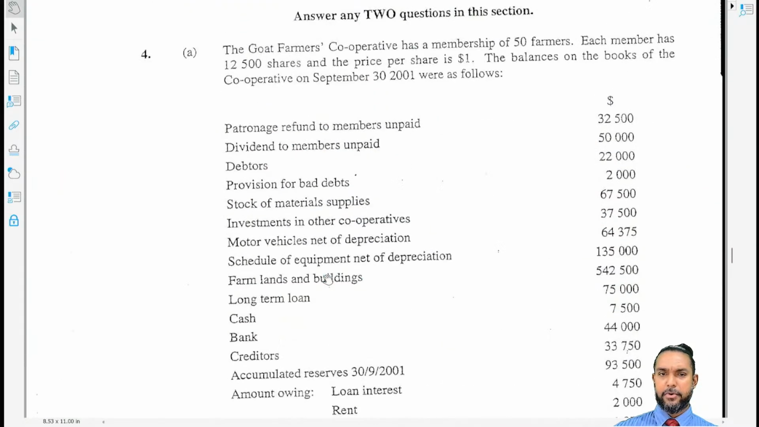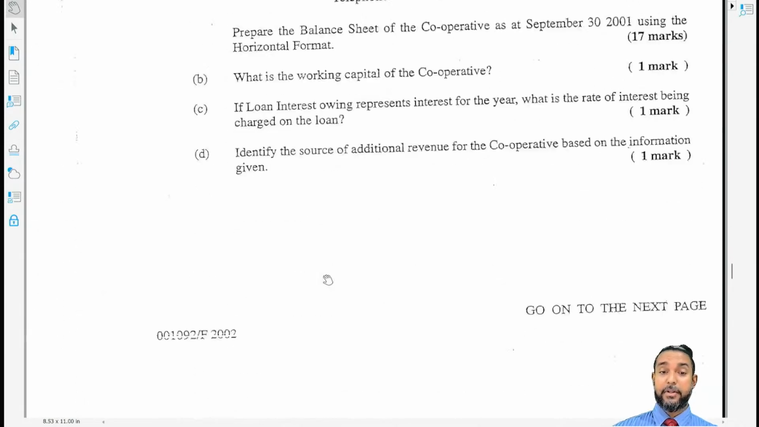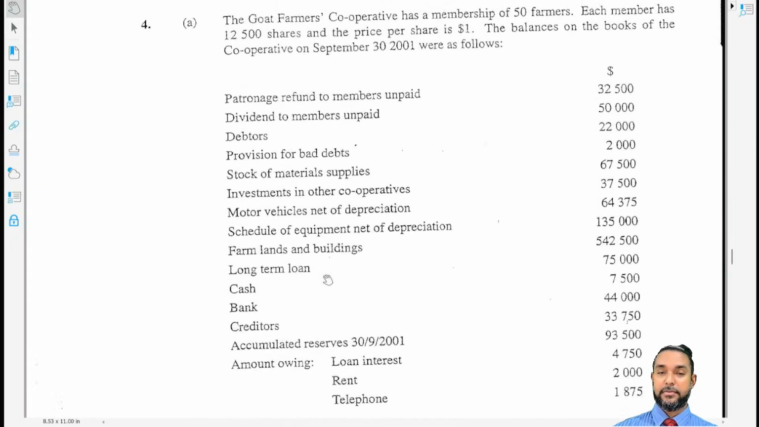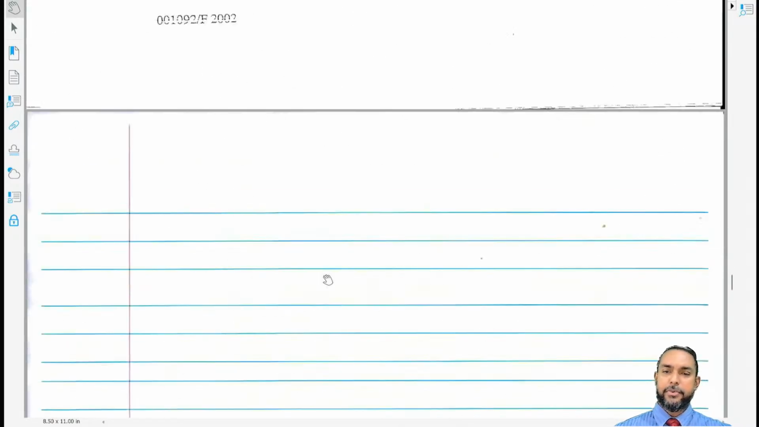It might make sense to do the whole balance sheet. Goat farmers, boy, let me see. This one is real old. They want the horizontal. Oh, this is 2002. 50, 12.5, right? Patronage, investments, long-term loan, reserves. Okay, yeah, this one also is not really worth doing just for the capital section.